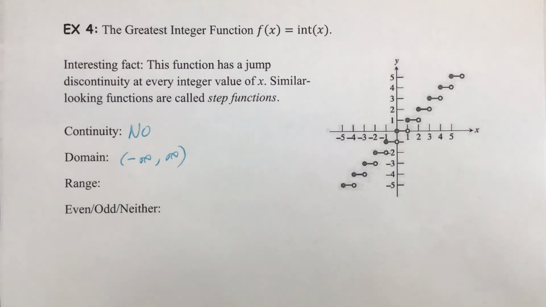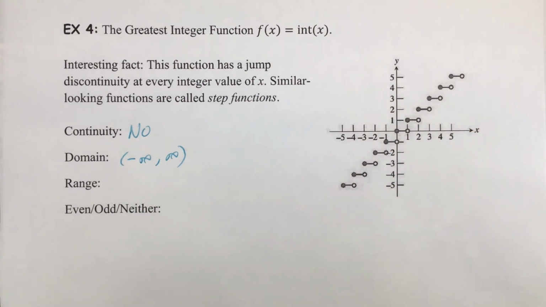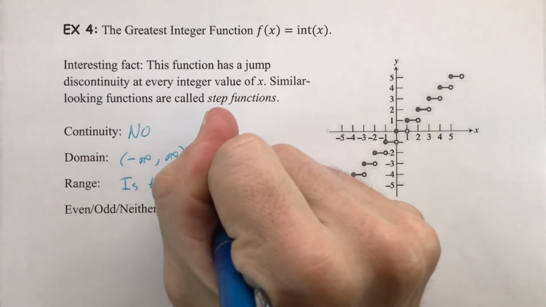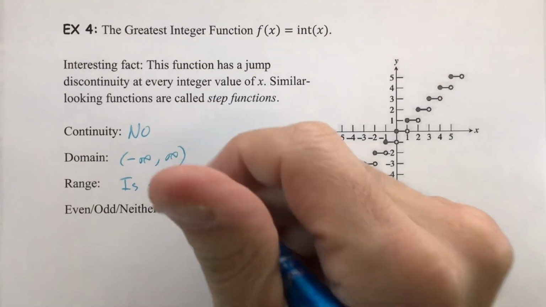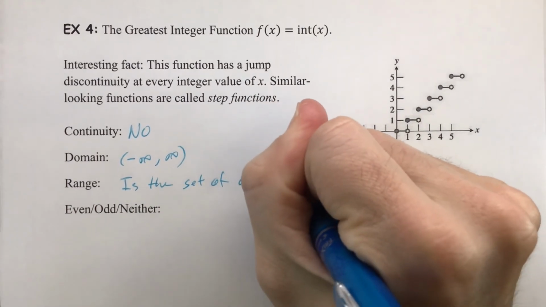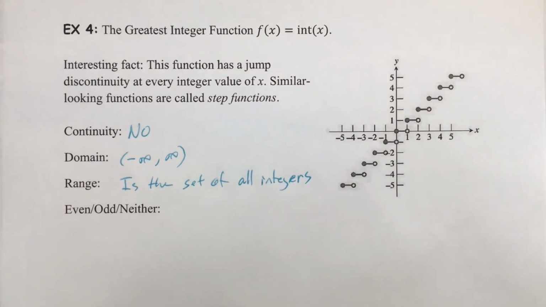For the range, this is where we get the problem, because as you look from the bottom to the top, you've constantly got these jumps in values. But let's think about the outputs that we get. For this, the outputs are going to be all of the integer values. That's what it's going to be. So for the range, interval notation isn't going to really work well to describe this. What we could do is just write a simple statement. We could say that the range is the set of all integers.